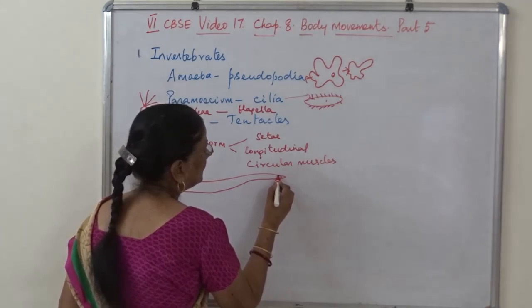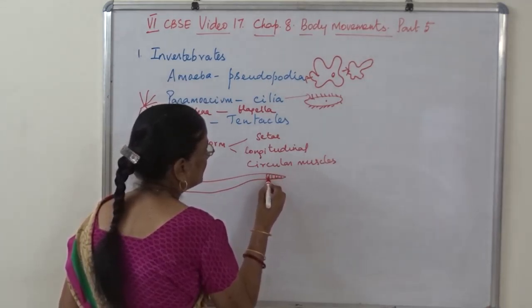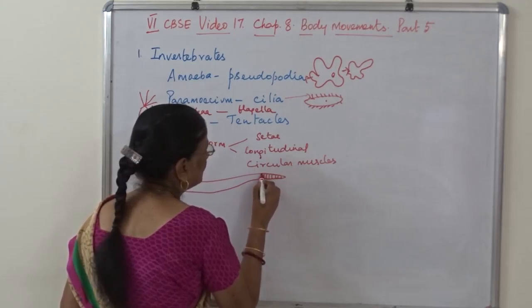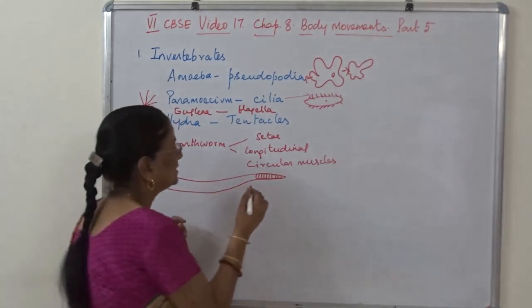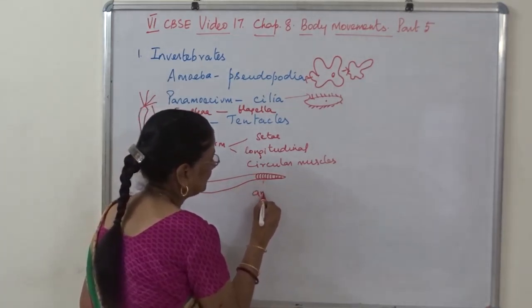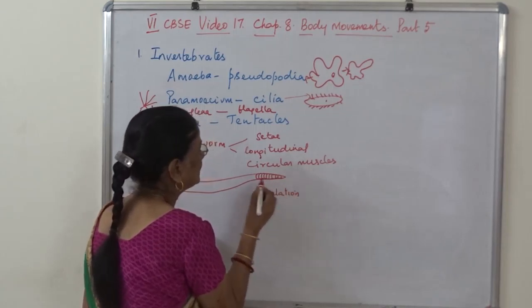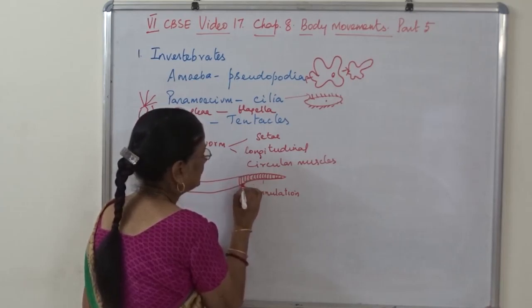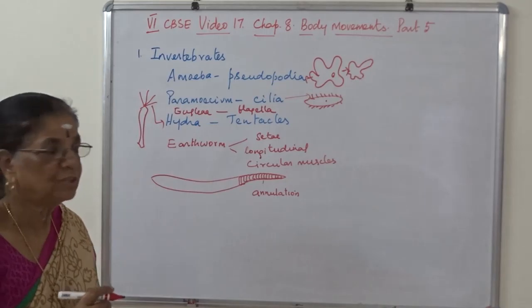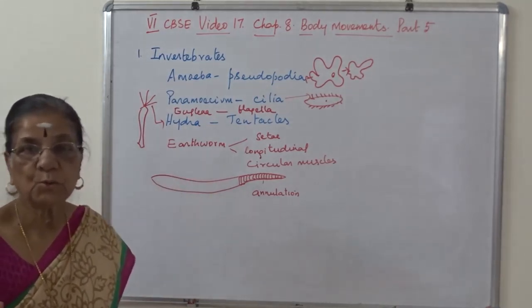Okay, the segmentation is like this. It is a ring-like structure. Segmentation is a ring-like structure, and that is called annulation. Hence, earthworm comes under the group Annelida. So this is annulation.